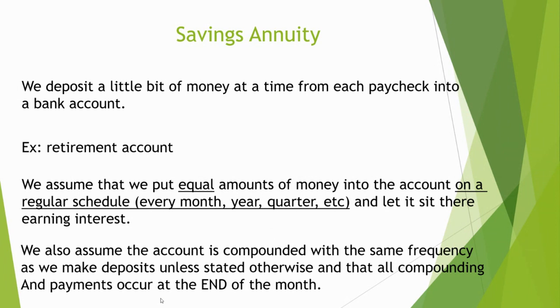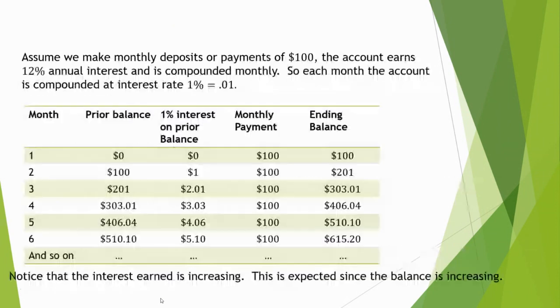Okay. Let's do some calculations to see how this works. Then we'll get to some nice formulas. So for instance, let's suppose we're working and we're going to make monthly deposits of $100 a month into an account, a savings annuity.